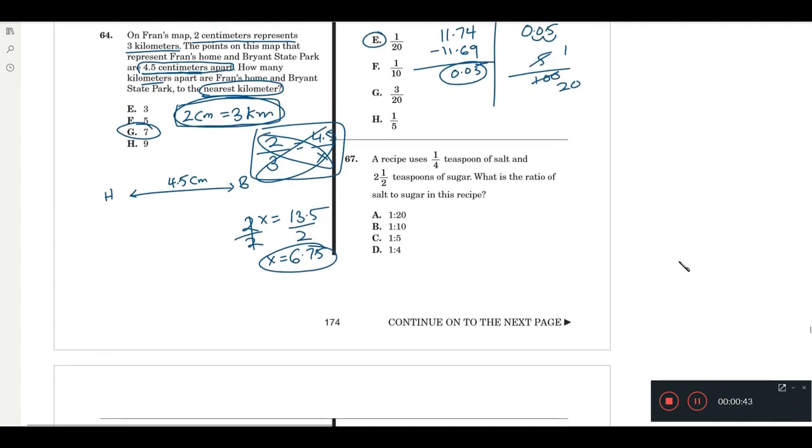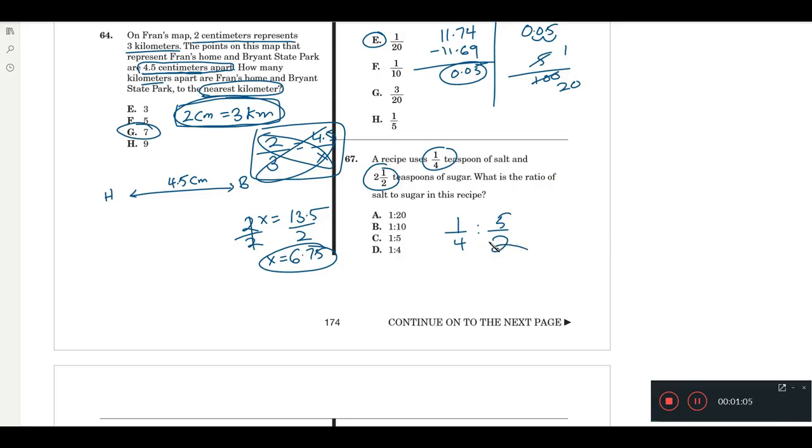Let's do number 67. A recipe uses 1/4 teaspoon of salt and 2.5 teaspoons of sugar. What is the ratio of salt to sugar? So this to this, right? 1/4 to 2.5 means 1/4 to 5/2. We can divide these two fractions.